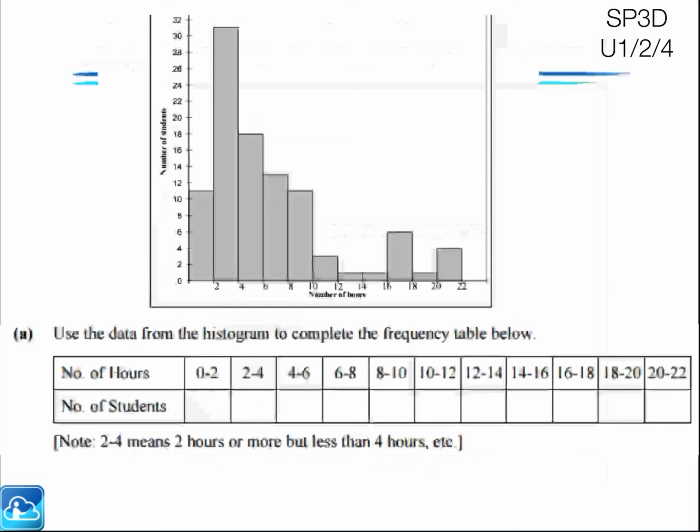If we take a look at the question here, it says use the data in the histogram to complete the frequency table. We know a frequency table is just the number that goes into each. And if you read the little note below, it says 2 to 4 means 2 hours or more, but less than 4.